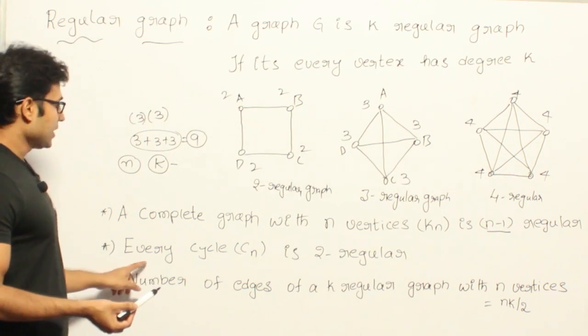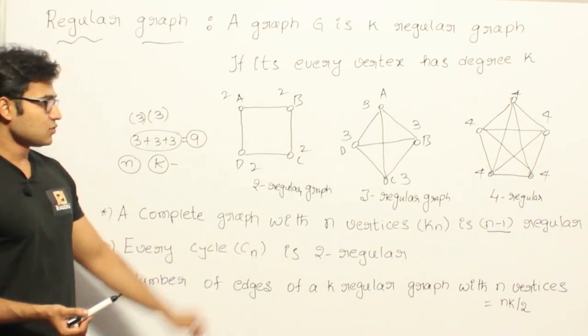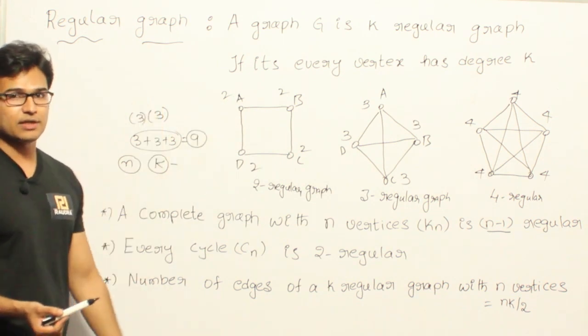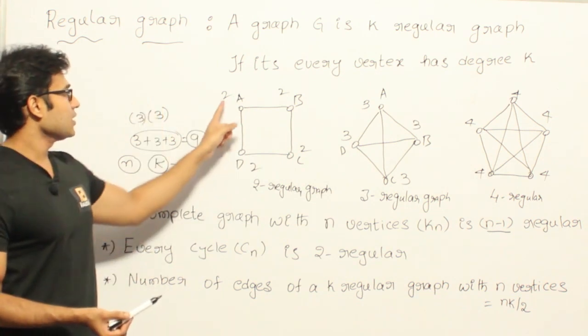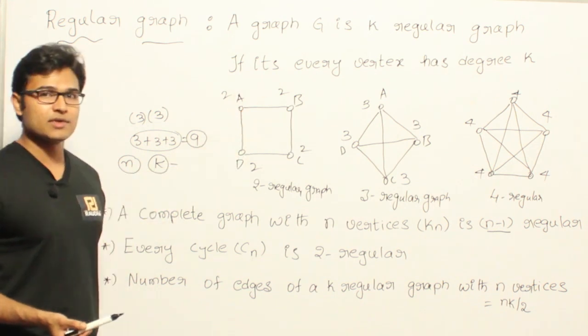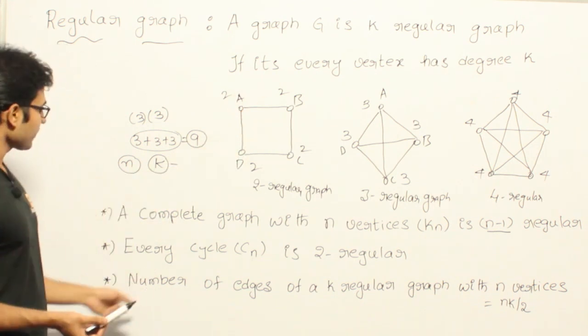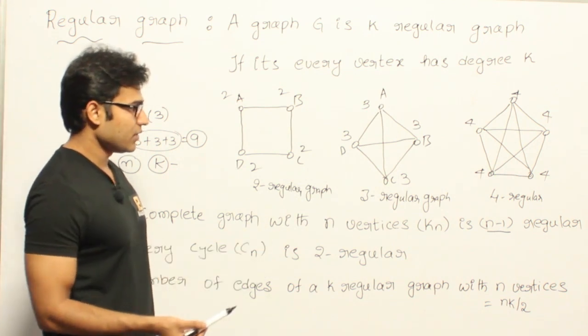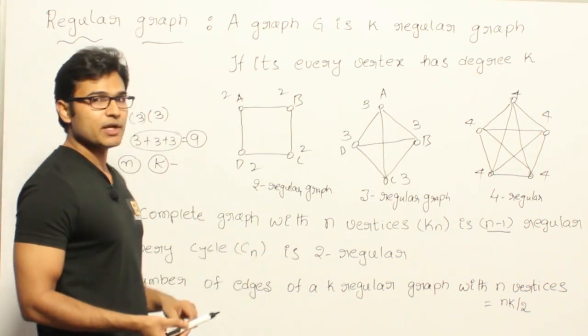And the next one is every cycle graph Cn is 2 regular. Cycle graph means like this. We have seen what a cycle graph is. In that one, every vertex is going to have degree 2. That is why it is 2 regular. And the next one is that the number of edges in a k regular graph with n vertices is n into k by 2.